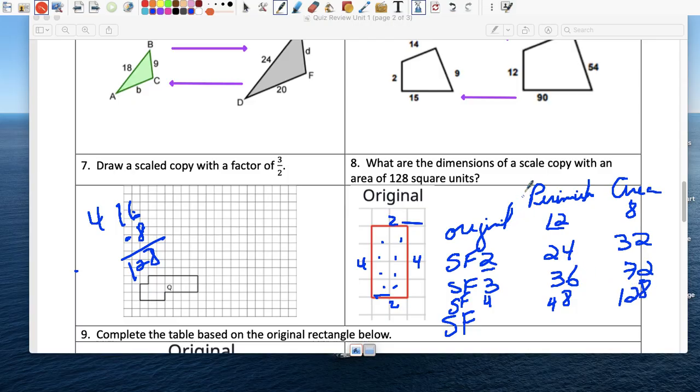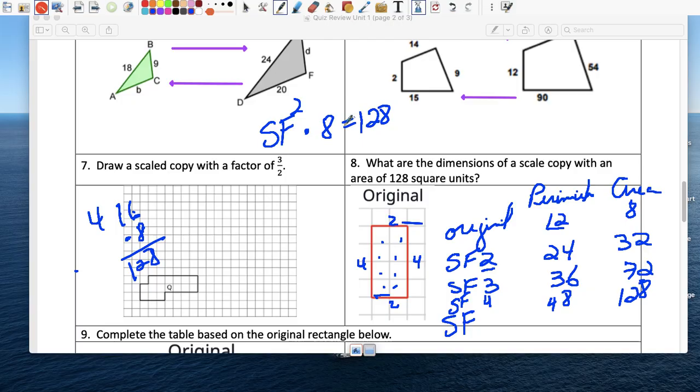Could we have done this algebraically? Well, scale factor to the second power times the original area equals 128. That's what we were looking for. So think of scale factor as your variable.